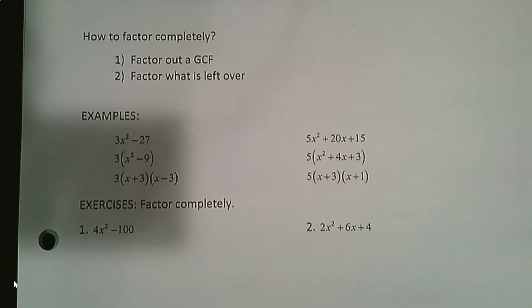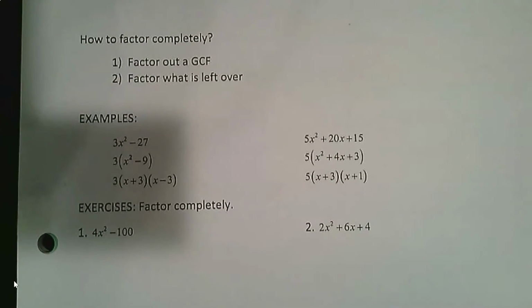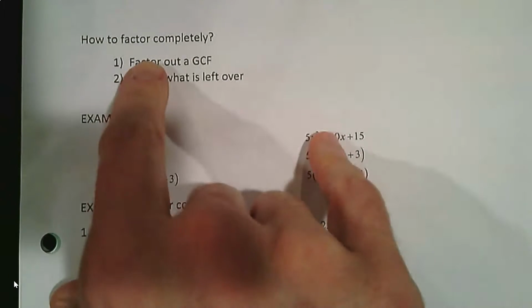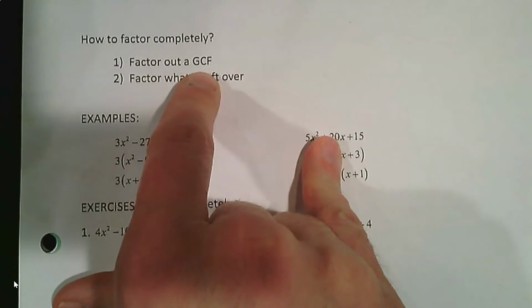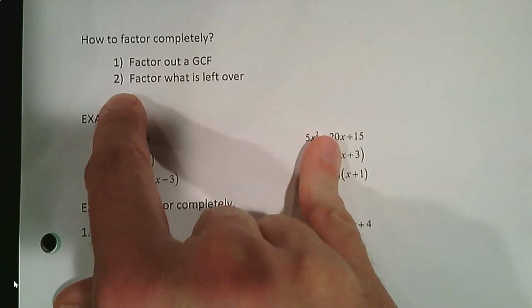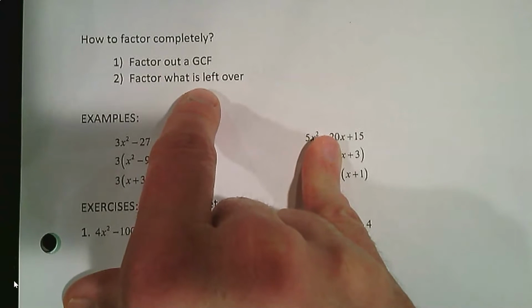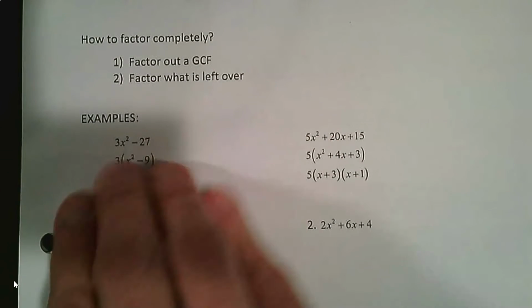Okay, this is the last part of the lesson. This involves something called factoring completely. There are two steps to do this. The first step is to factor out a greatest common factor and then factor what is left over inside the parentheses. So, a couple of examples here.